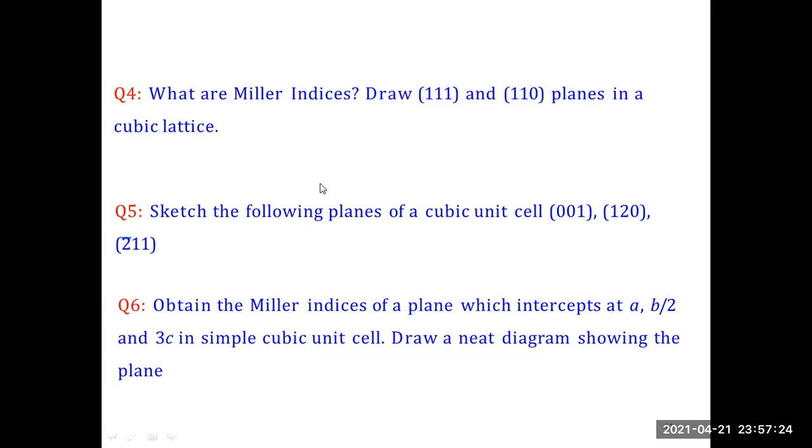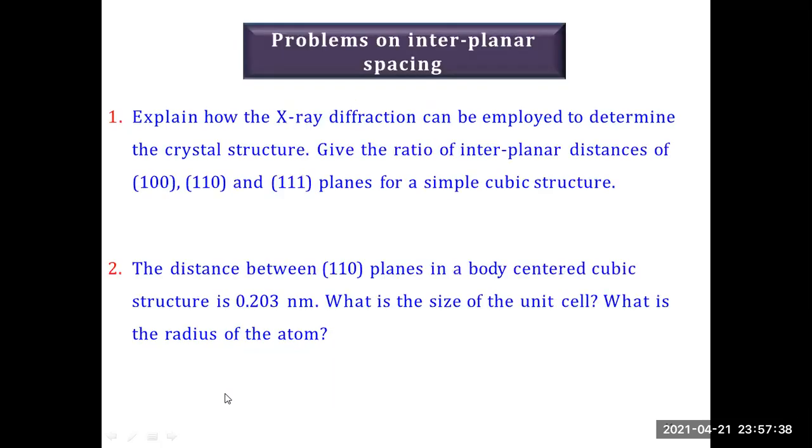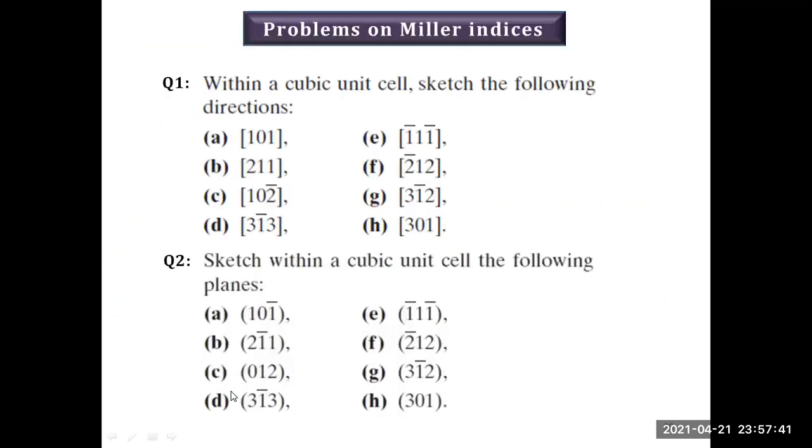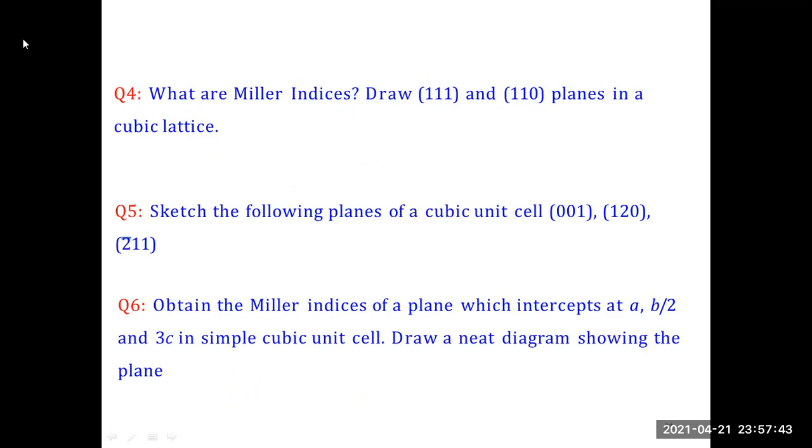So what you can do is that, see, obtain the sixth question. What is given? Obtain the Miller indices of the plane which has intercepts of a, b by 2 and 3c in a simple cubic unit cell, and draw a neat diagram showing this plane. Like this, he will ask you different questions, right? What you can do is that here we can just calculate the Miller indices of the given plane.